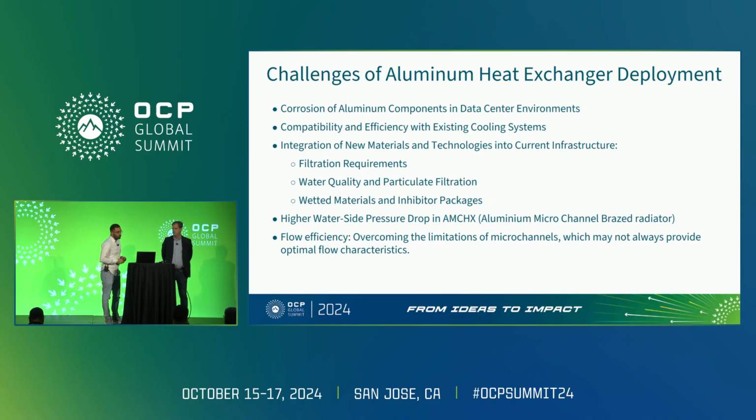But when we use an aluminum heat exchanger, we have in front of us many challenges. The first one is the corrosion of aluminum inside the data center. The second one is the use of high water quality inside our data center. That means we need a new material to add, an inhibitor package inside our water circuit. And we have another challenge, which is a big challenge, the pressure drop inside this microchannel heat exchanger.